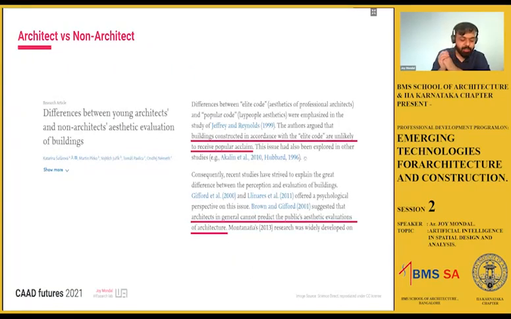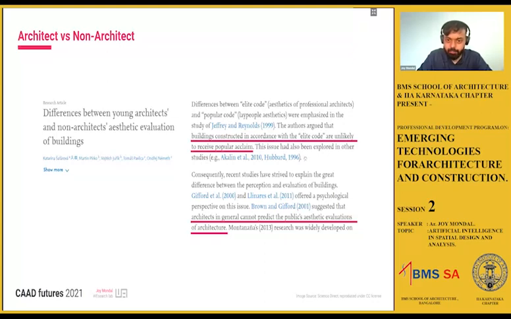What led to this study was the fact that there were studies after studies speculating and concluding that buildings constructed in accordance with the visual code, or the elite code, of architects are unlikely to receive popular acclaim, which means that non-architects tend to have a whole different set of visual vocabulary than we do. Other studies concluded that architects in general cannot predict the public's aesthetic evaluations of architecture, which is quite startling. I mean, that should not be the case, right?